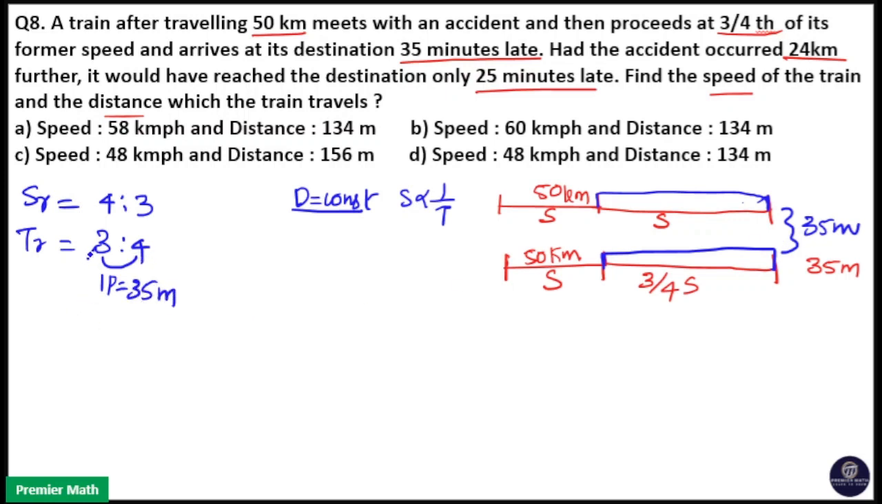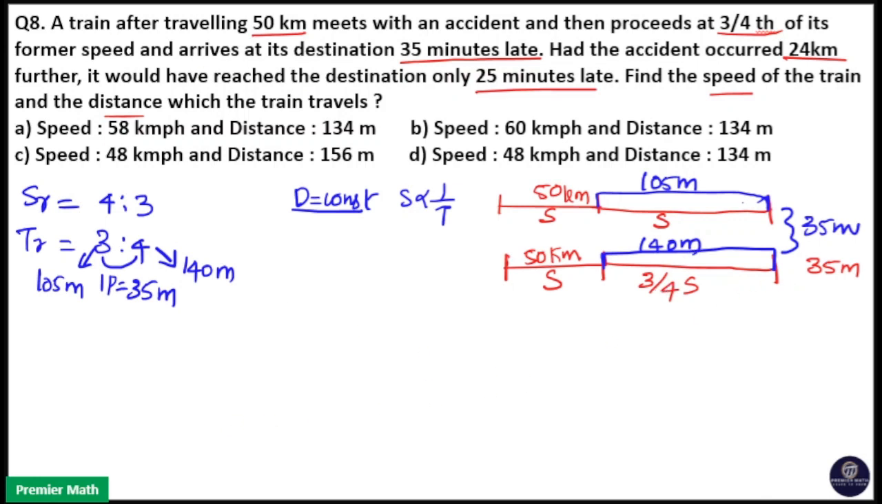That means 3 parts is equal to 3 into 35, that is 105 minutes. And 4 parts is equal to 4 into 35, that is 140 minutes. That means before the accident, to travel this distance, the train takes 105 minutes. And after the accident, the train takes 140 minutes to complete this distance. That is 105 minutes with S speed and 140 minutes with 3/4 S speed.